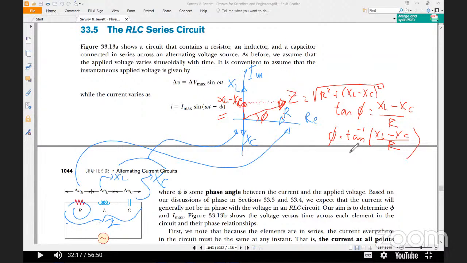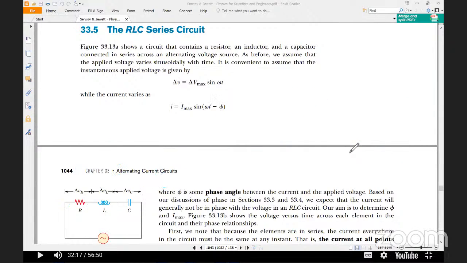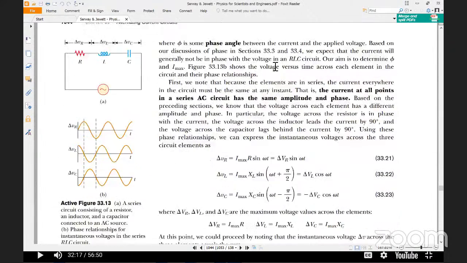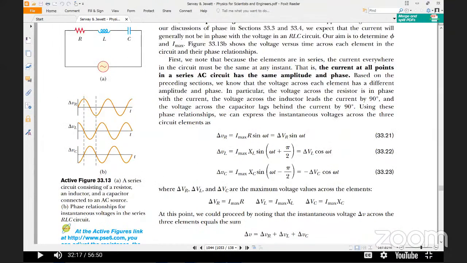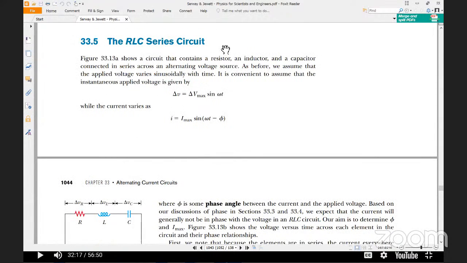Any question, everyone? No? Okay, we continue. Now, after we know that the expression of I is I max sin omega t minus phi. But before we, sorry.